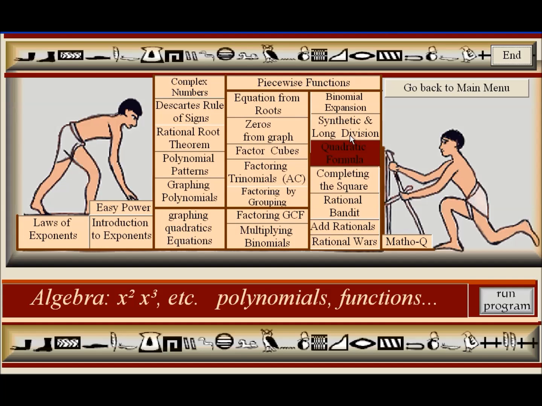Completing the square, the quadratic formula, synthetic division, the binomial expansion, and then a matho quiz. But there are no self-grading quizzes in this, but you can use some of the programs to see if students know what they're doing, or check yourself. But this is an overview of the higher powers polynomials. So I hope that gives you an overview. We'll look at each one of these programs separately later.